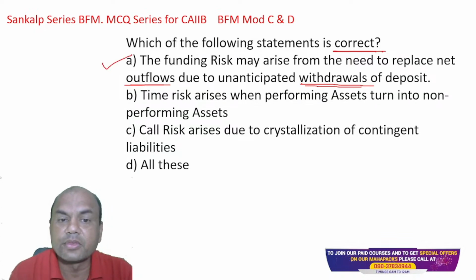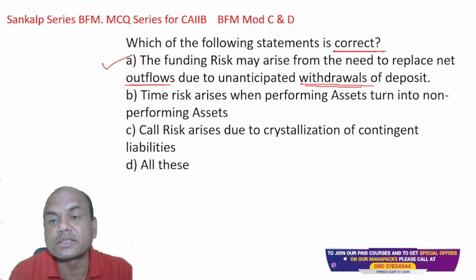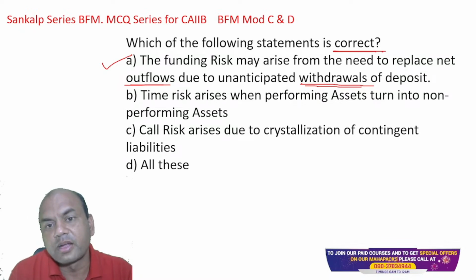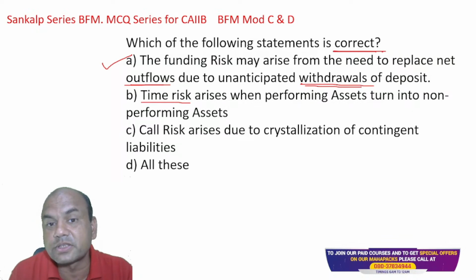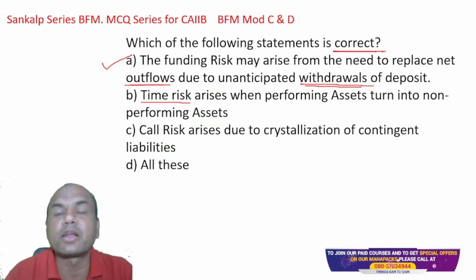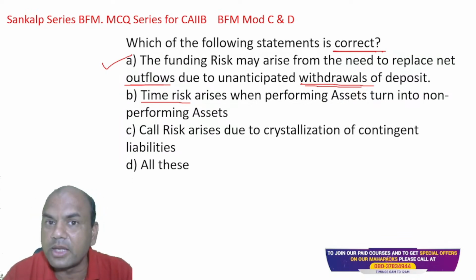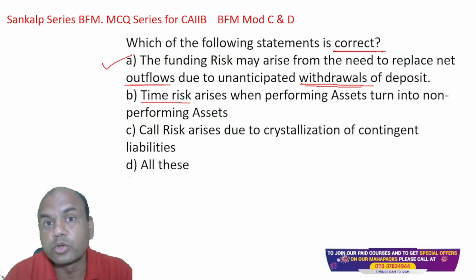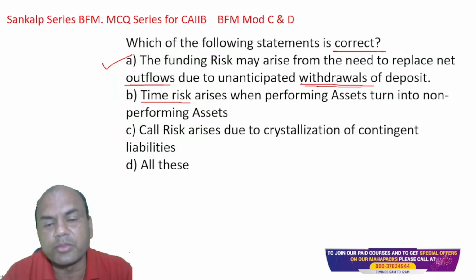What about B? Now I want an answer from your side. Time risk arises when the performing asset turns into NPA. Is this true? What is time risk? Let me explain, but I won't be answering whether B is correct or not. That is what you should answer. Time risk is a part of liquidity risk. Here in liquidity risk, I don't get money on time to pay for my liabilities. That is time risk. Now tell me whether B is right or not.